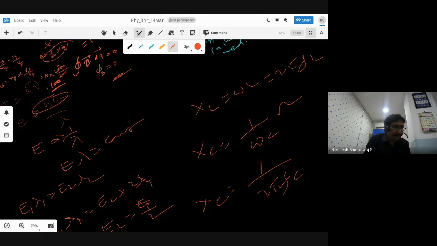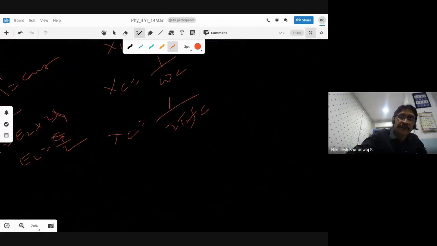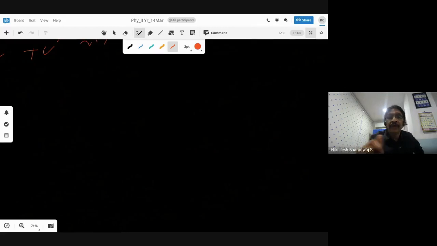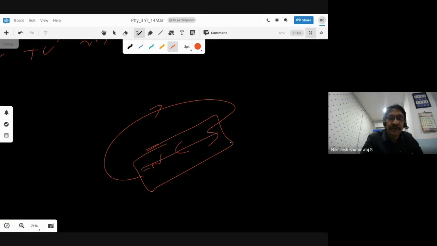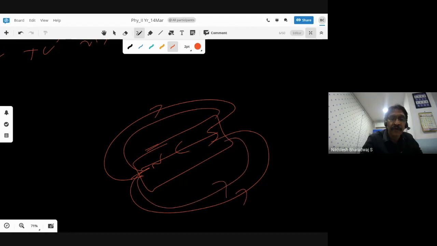Coming back to the magnetic field lines form a continuous closed loop. Why? Outside the magnetic lines of force move from north to south, and inside they move from south to north. So that's why you can say that they form the closed loop. Got the point?